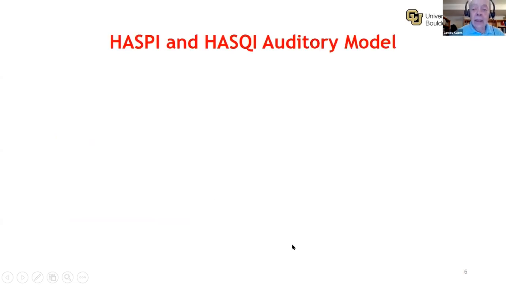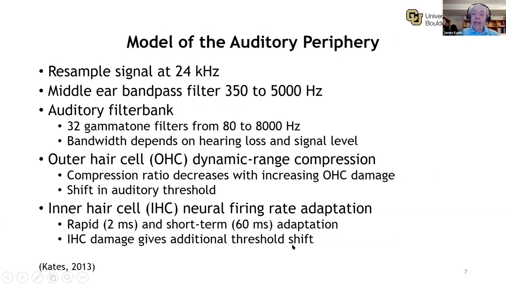So let's get a little bit more specific, and I'll explain the auditory model that we've been using for our HASPI and HASQI metrics. The very beginning is a model of the auditory periphery. This is trying to build into a simple signal processing system some of the physiological effects that Carolina explained to you in her talk. I'm going to resample my signal. I want everything at a constant sampling rate, just for consistency.